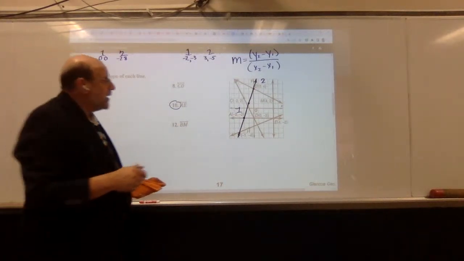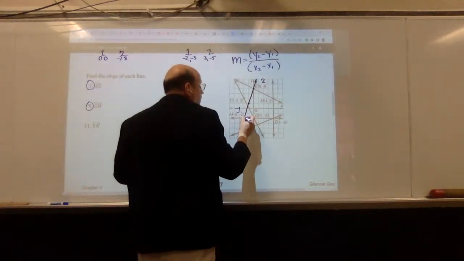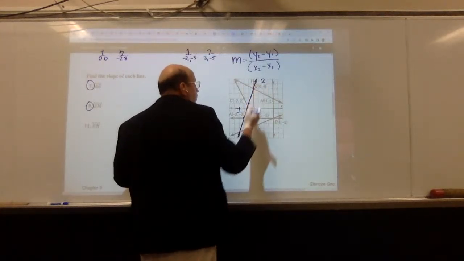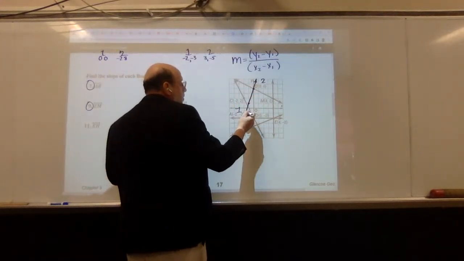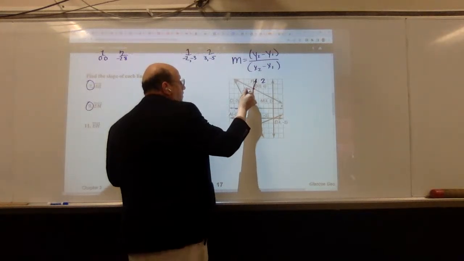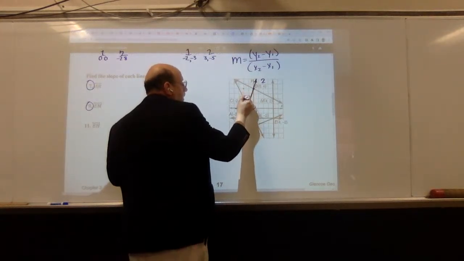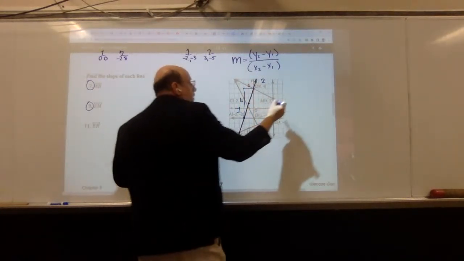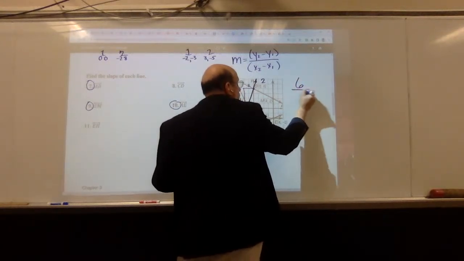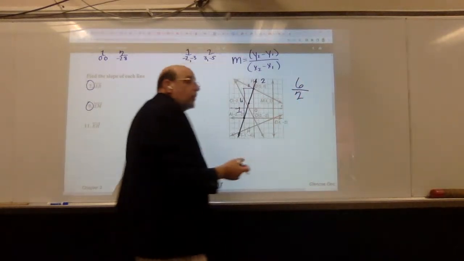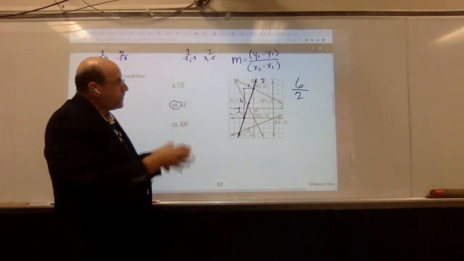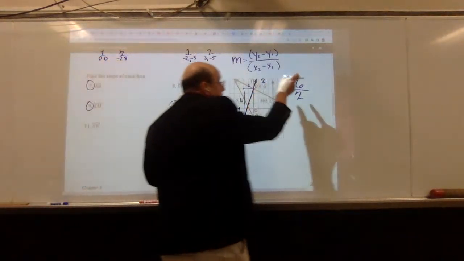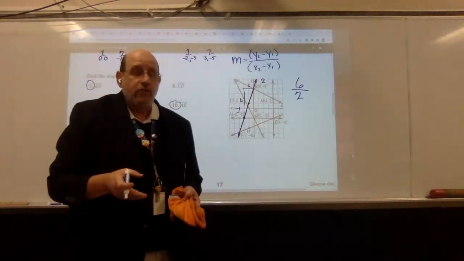The easy way is to count from this intersection to this intersection, or you can count all the way up and over. If you want to count all the way up, it's 1, 2, 3, 4, 5, 6 spaces up from here to here. And then over 2 spaces. So it has a rise of 6 and a run of 2. So our slope obviously is 3, right? When we simplify 6 divided by 2, we have a slope of 3.